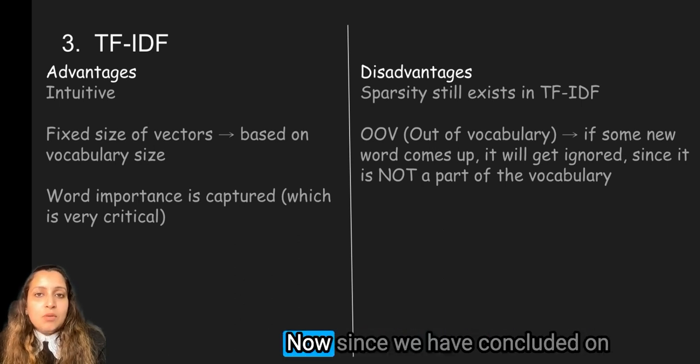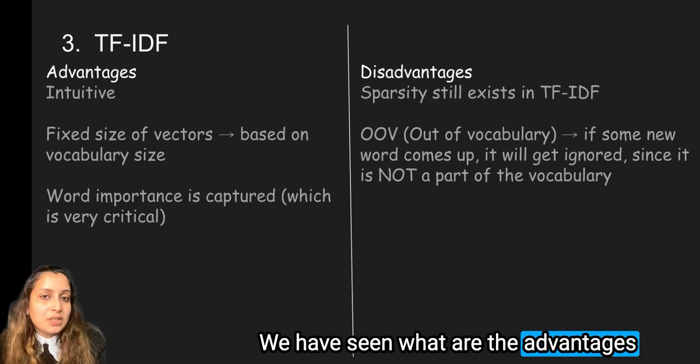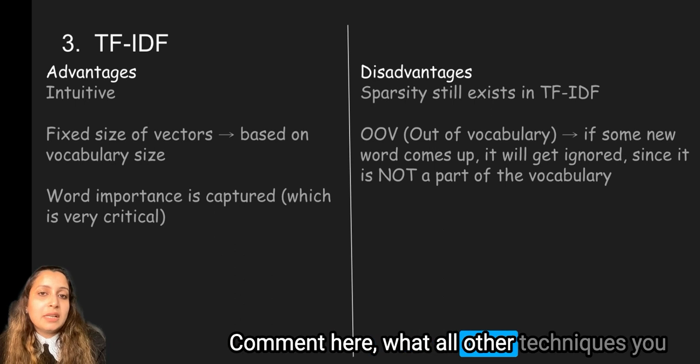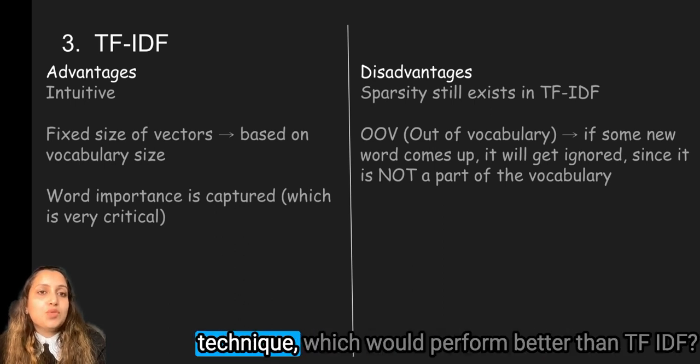Now, since we have concluded the advantages and disadvantages of TF-IDF, we have seen the advantages and disadvantages of one-hot encoding as well as bag of words. Comment here which other techniques you have tried out and what you think is the next technique which would perform better than TF-IDF.